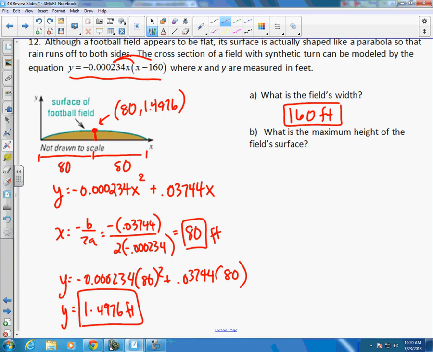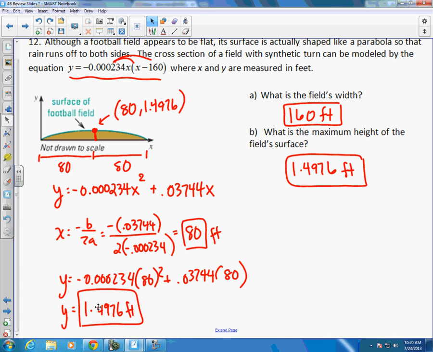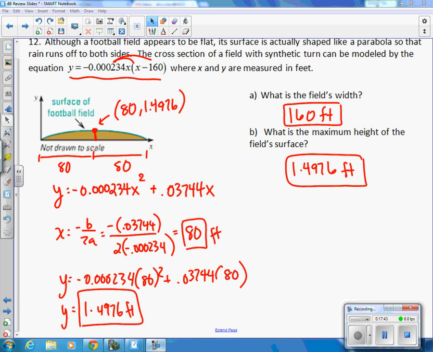All right, and then what is the maximum height? Well, that is just the y value that I found. So 1.4976 feet. And that would be how you do that question. Once again, seems difficult, but if the numbers were easier to work with, I think you'd find that question is actually pretty easy, because all it's asking you to do is find the vertex and interpret it a little bit. Okay, so I hope this helps you ace your chapter test.